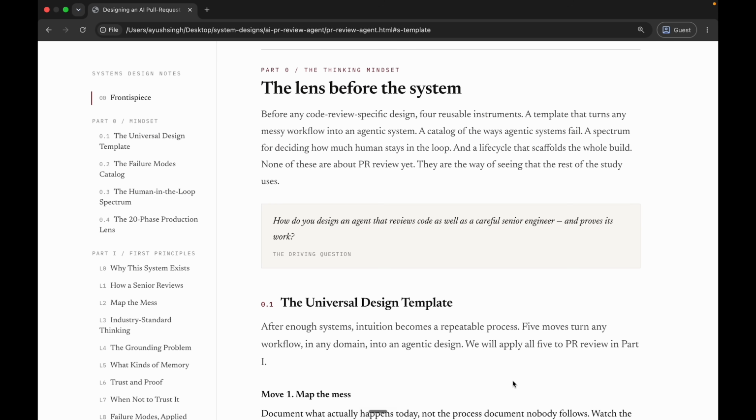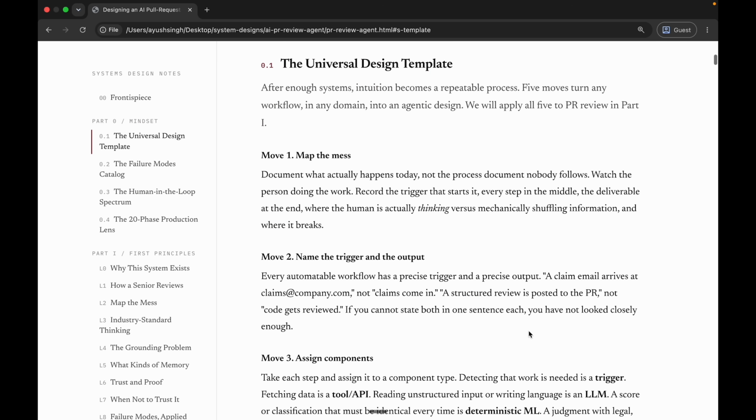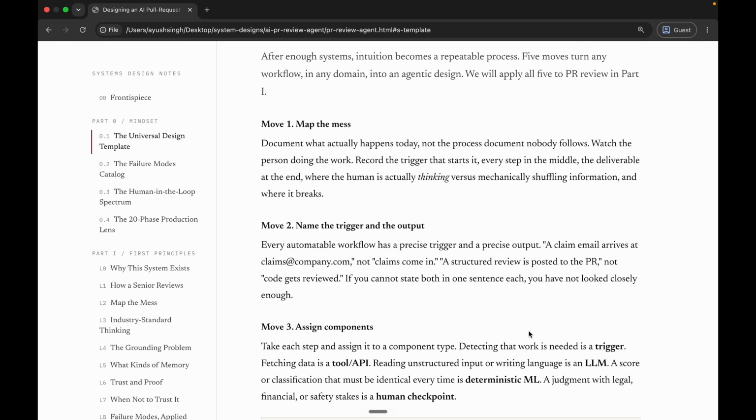Now, we usually have a template which I have created, and the first move is mapping the mess. So whenever we design a system, we want to document what actually happens today. If I'm designing an agent which reviews a PR, I want to see, if that particular AI agent is not there, what is happening right now? What is happening without that particular solution, without that particular AI agent?